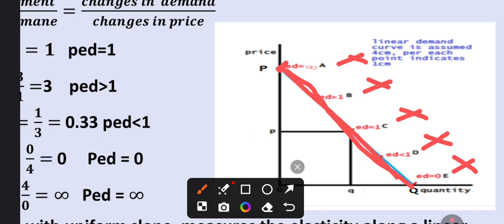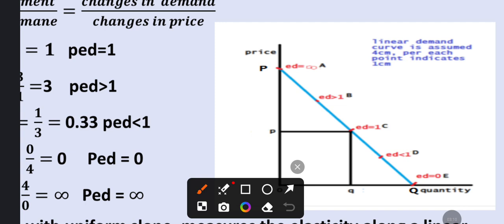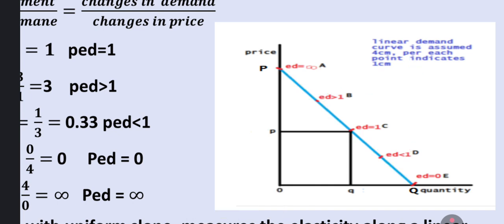In the entire linear demand curve, all the elasticities must exist. So this is 4 centimeters in our example. This is lower segment, and this one is upper segment. Then the calculation.